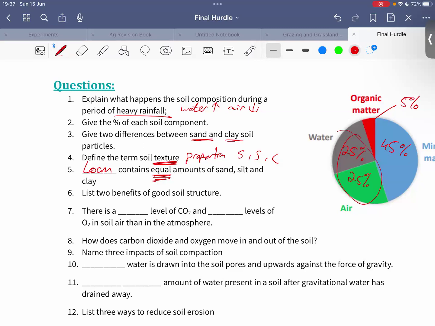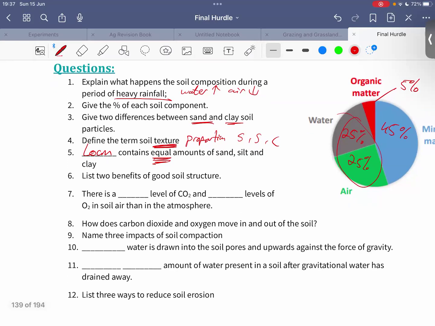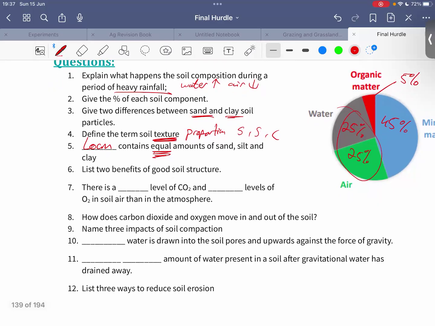Two benefits of soil structure, what are they? Reduces erosion. Lovely. Aeration, drainage. Lovely. What levels of CO2 and what levels of oxygen are in the soil compared to the atmosphere? There's going to be higher levels of CO2 in the soil and lower levels of oxygen in our soil. How do carbon dioxide and oxygen move in and out of the soil? We discussed it already. It was diffusion.